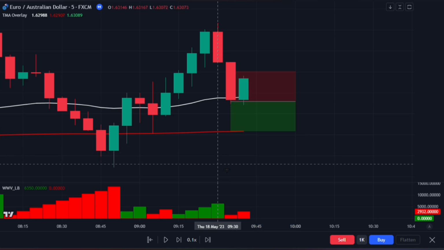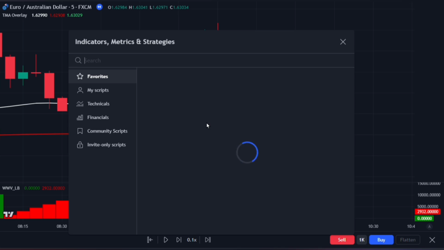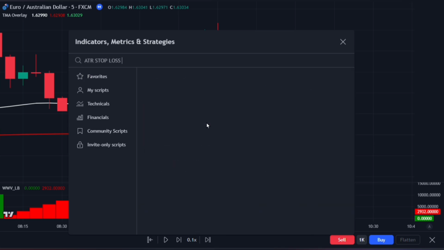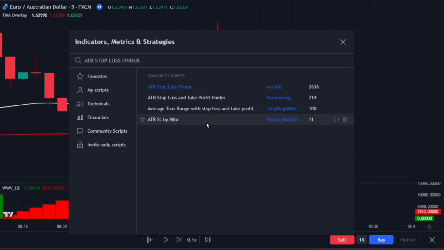Now for the stop loss. The recent swing high is not advisable for the stop loss level because we are taking higher time frame signals on a lower time frame. So we want to make sure that we are in line with the volatility and momentum of the market. So what I want you to do is add a third indicator to the chart, and it is no other indicator than the ATR stop loss finder. This one right here by Verifit.